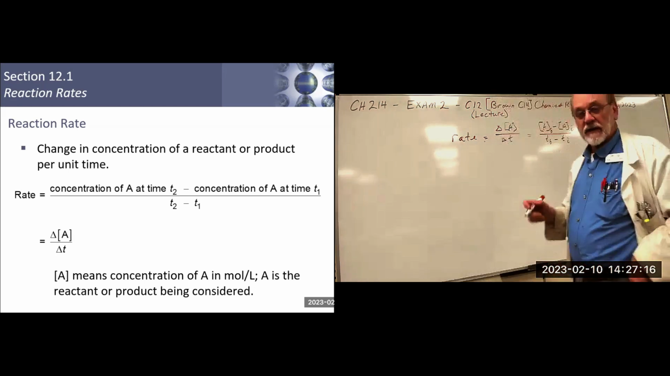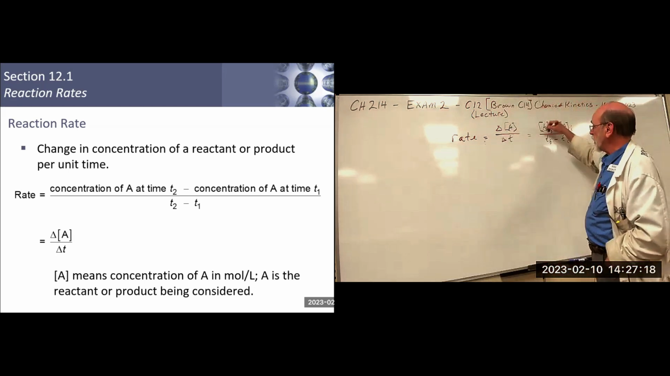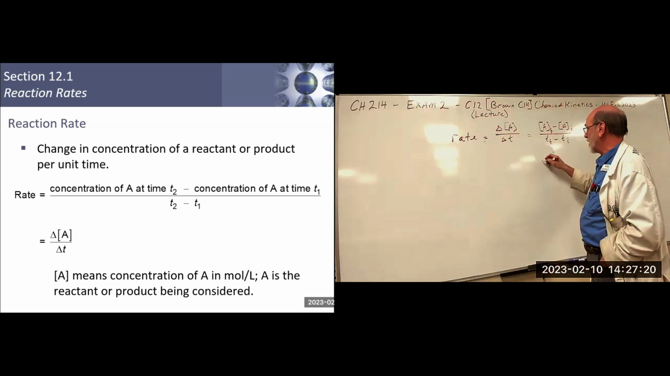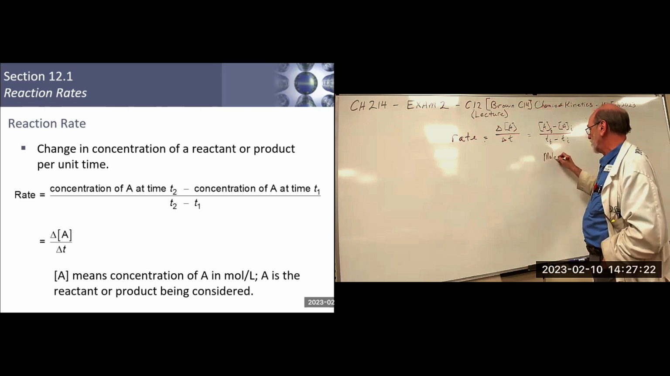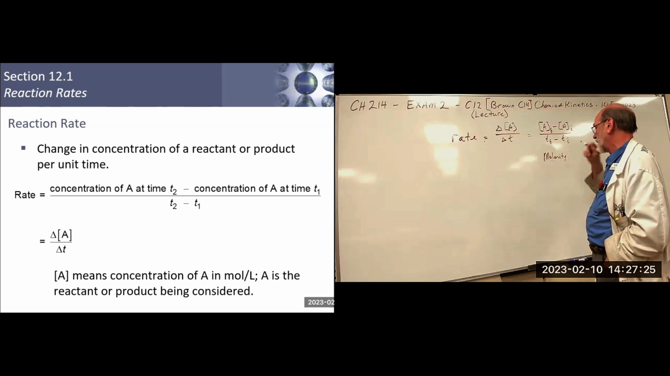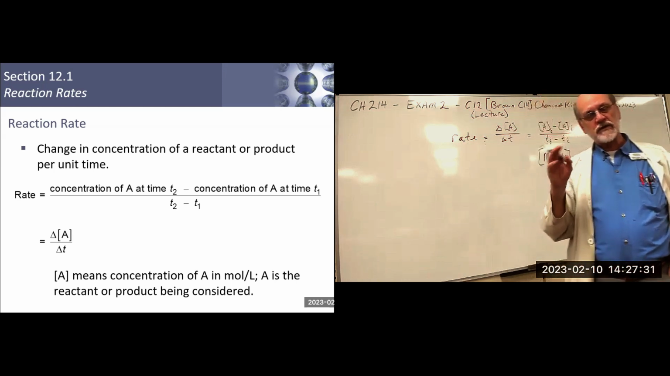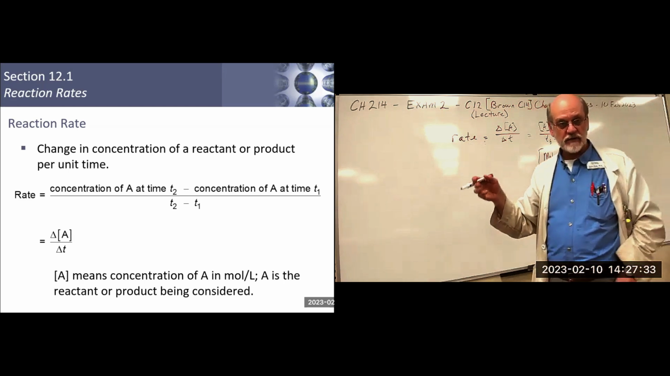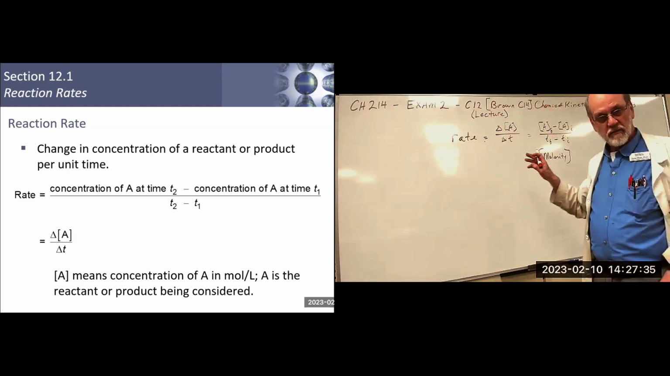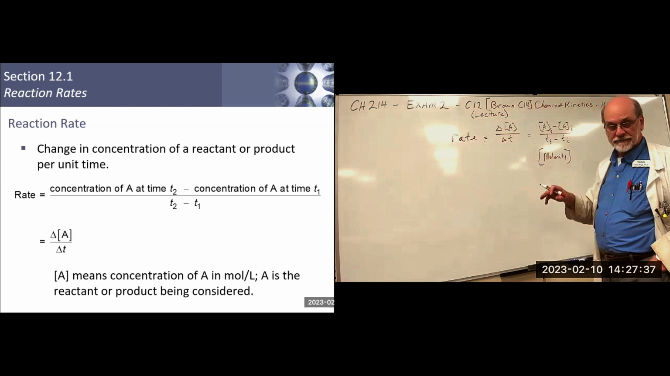And typically, especially when we use square brackets, we mean molarity. That's what square brackets mean. And it'll mean the same thing when we start talking about equilibrium in the next chapter. Square brackets refer to molarity.